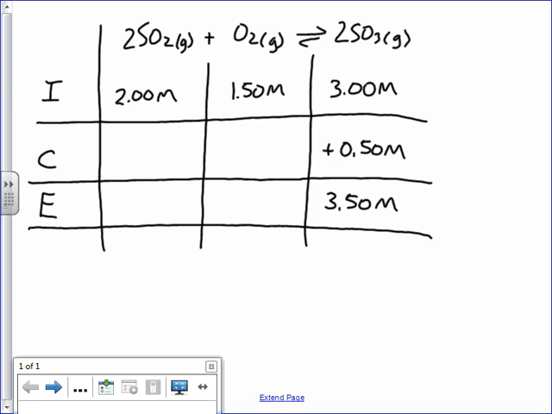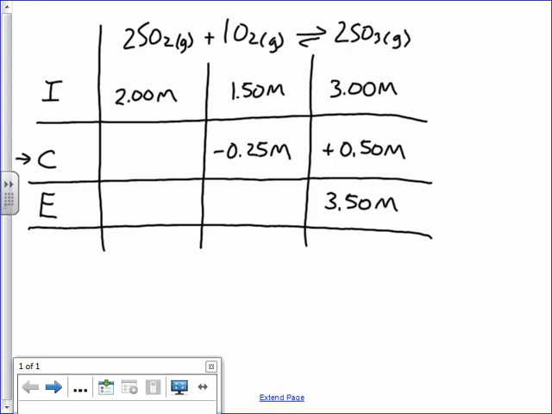Okay, so now we have to think a little bit here, all right? Based on the stoichiometry, because again, this is where we can look at the stoichiometry, in the change row. How much O2 must have disappeared while 0.50 molar SO3 was appearing? Half as much, right? Because if you look at the stoichiometry here, for every 1 mole of this that disappears, there are 2 moles of the SO3 that appear, okay? So this would be minus 0.25.